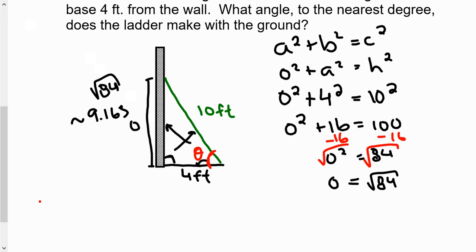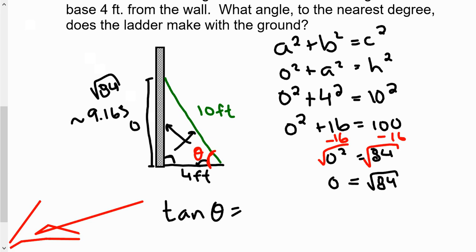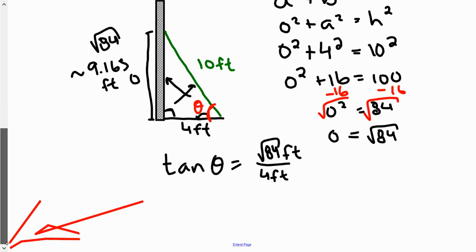Now we can use our tangent ratio. So tangent of theta equals the opposite, which is that 9.165 or that root 84, over the adjacent. The adjacent was that 4 feet, and this one is also in feet. Make sure we have some units there. Again, this has nothing to do with the hypotenuse, so we're not including that 10 anywhere.